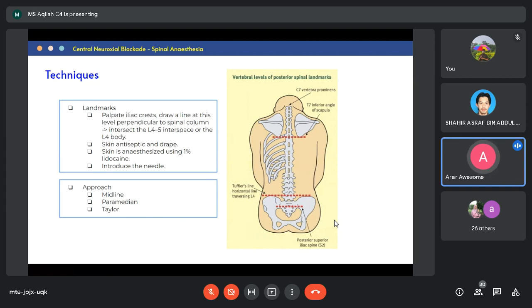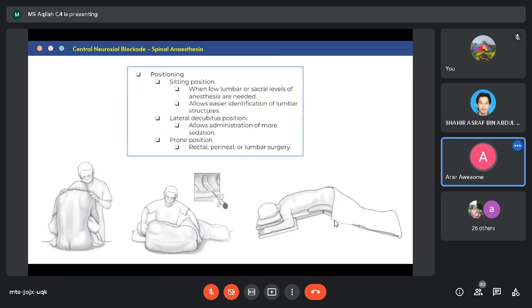And for the approach, like Dr. said before, we have the midline, paramedian, and taylor approaches. This is positioning, and it is quite important in the procedure to ensure that we can reach the spinal anesthesia level that we require.